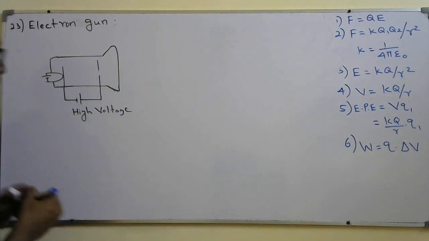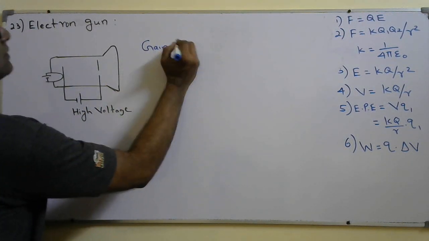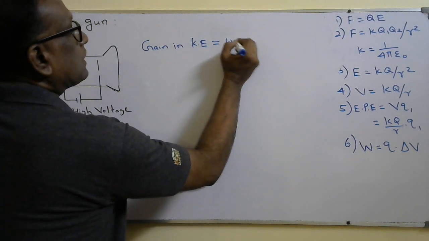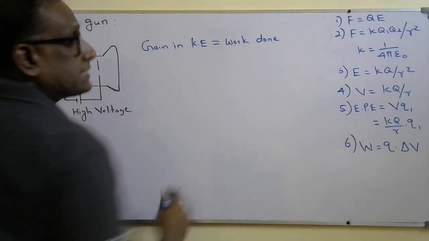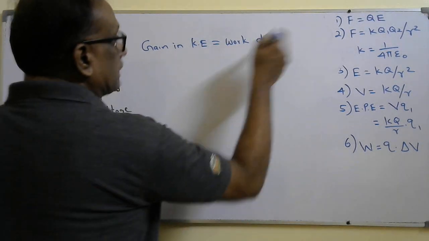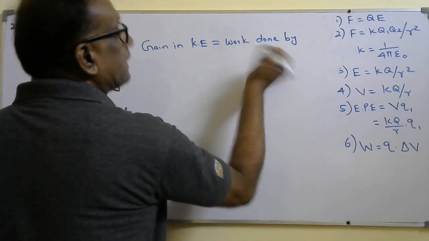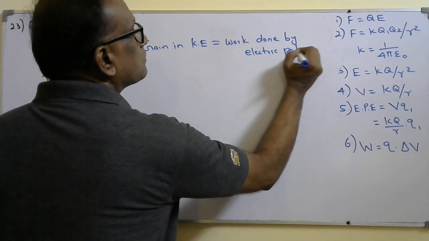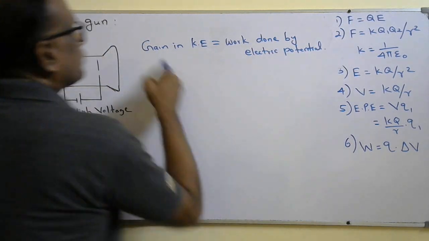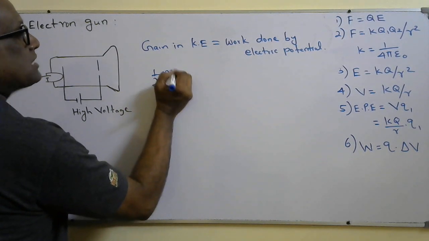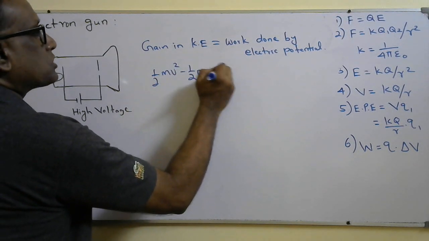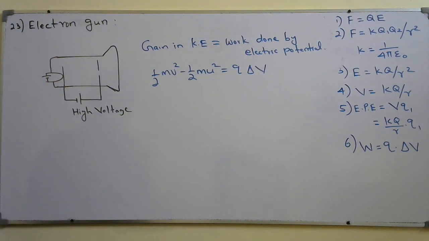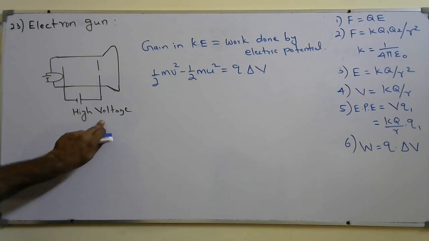So there we can use the gain in kinetic energy of the electron equals the work done by the electric potential, or we can say the loss in electrical potential energy. So that is half mv squared minus half mu squared equals q times delta V. Delta V is the potential difference between cathode and anode. Normally that is a high voltage, around 2500 volts.